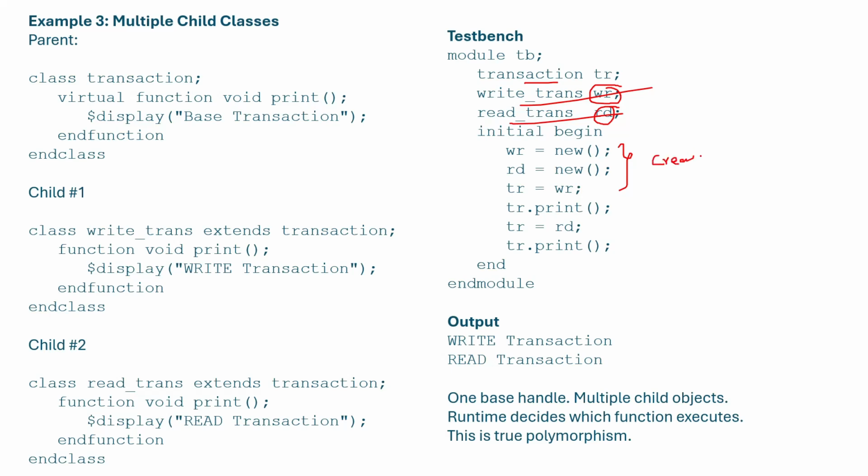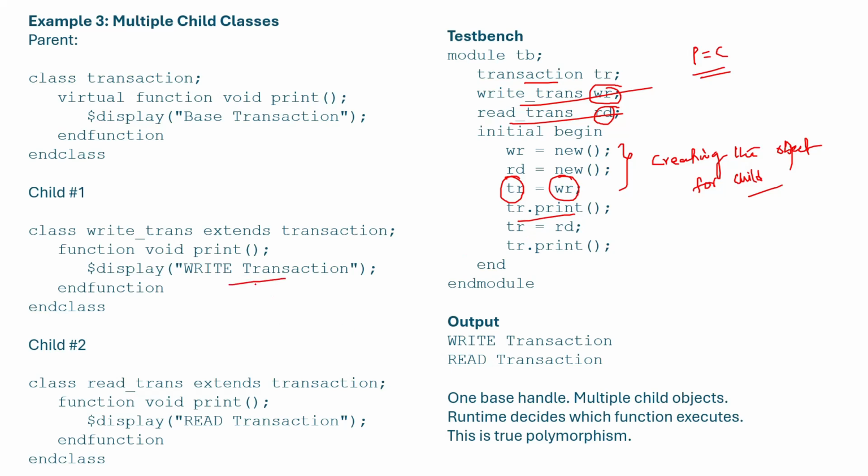Creating the object for whom? The child, right? So this is the child. Now, how are we assigning? Previously parent equal to child was assigned. Now the parent is the transaction class and the child is the other class. Then transaction dot print. You are calling through the transaction parent class handle, but still you are getting the child class only.